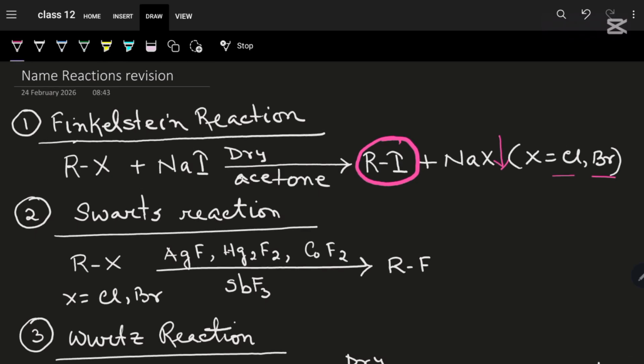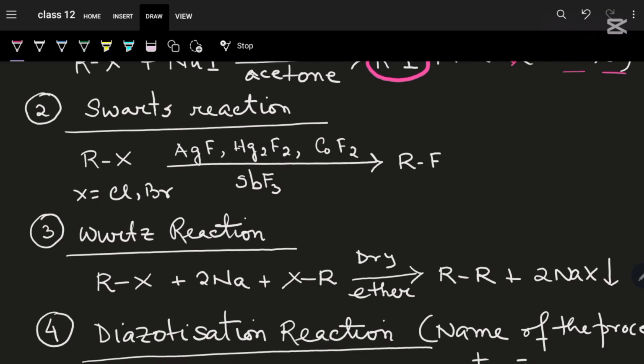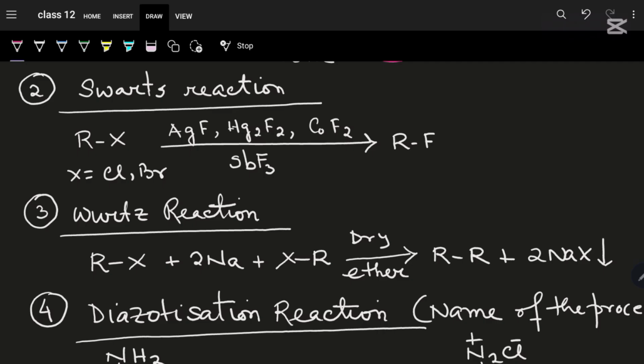And next is Swarts reaction. These two reactions are under a series which is known as halogen exchange. That is, from one halo compound I can obtain another halo compound, be it iodide or fluoride. Iodide can be obtained from RX, which is a chloro or bromo compound, and fluoro can be obtained from RX, again chloro or bromo compound, in presence of NaX, Ag2F2, CoF2 or SbF3.